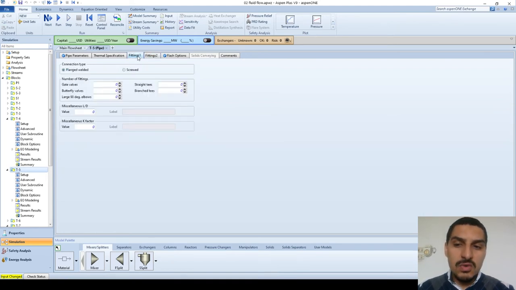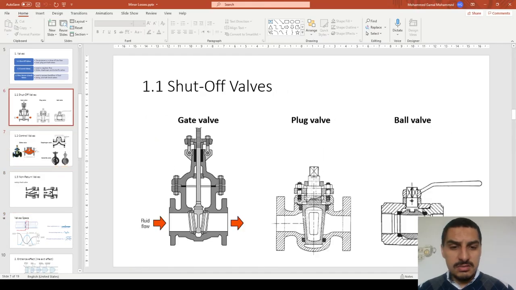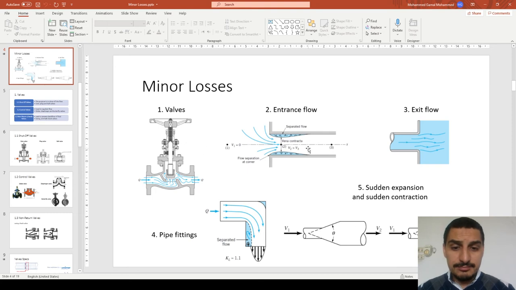To understand why we have two places to put the sources of minor losses, we just need to go back and check this slide. We said that it can be a valve, or fittings, or entrance or exit flow, or expansion and contraction. These two sources are the parts that are connected to the pipes. So you have to make some connection between the valve and the fittings and the pipe so that you can get them as part of the system.